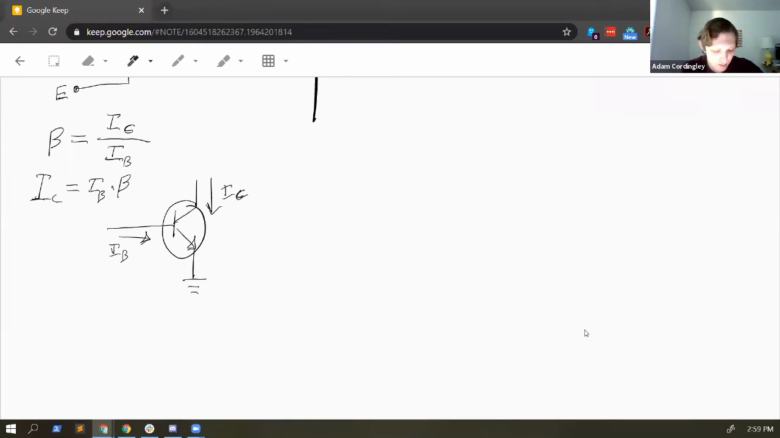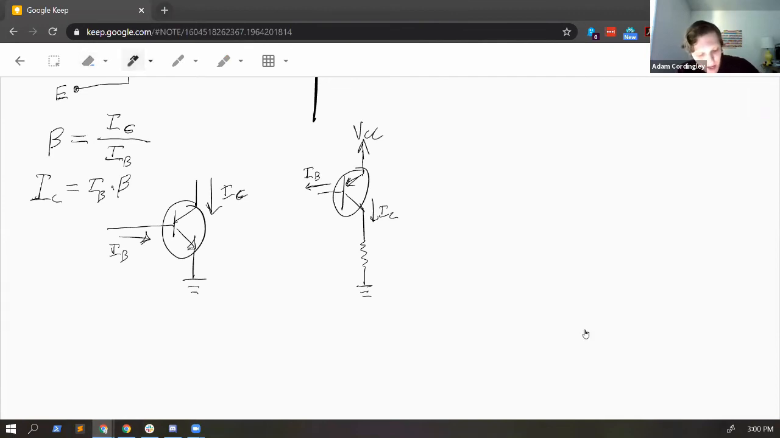You have the same relationship with a PNP. They also have a beta and you pull current, but with a PNP BJT, let's say this time I'm going to tie this to a voltage source and you tie this to some load. Then if I pull current I base here, then this time you still say what is your I collector.